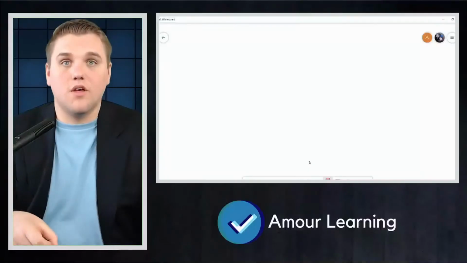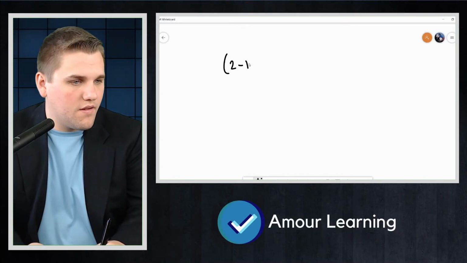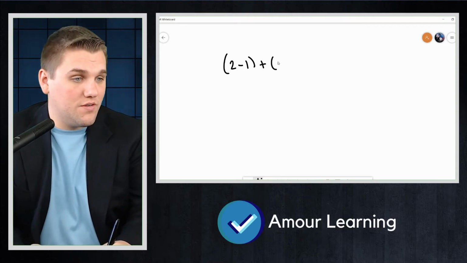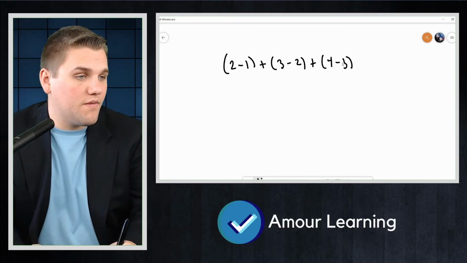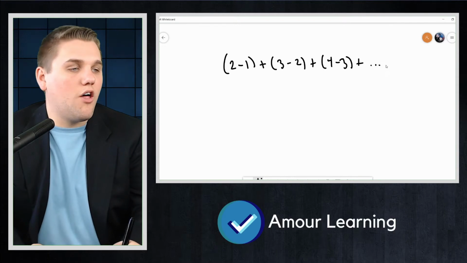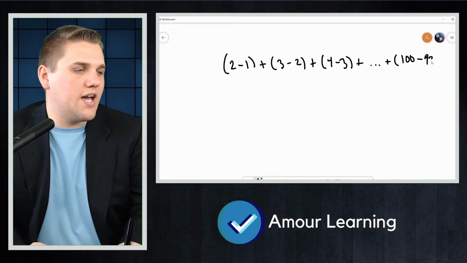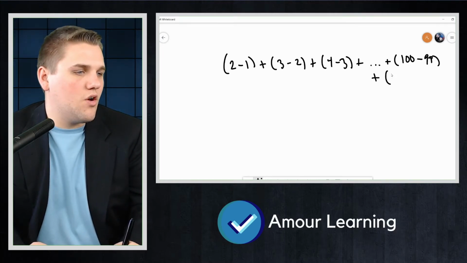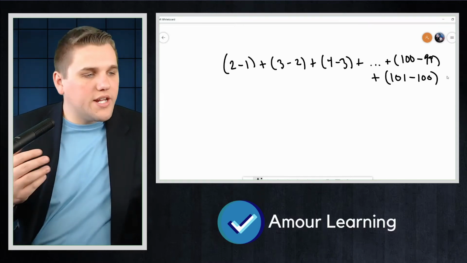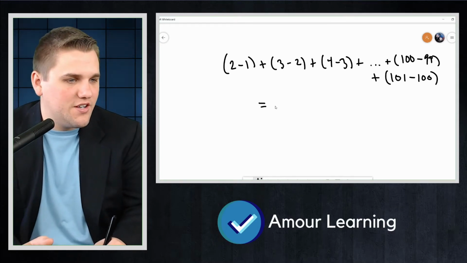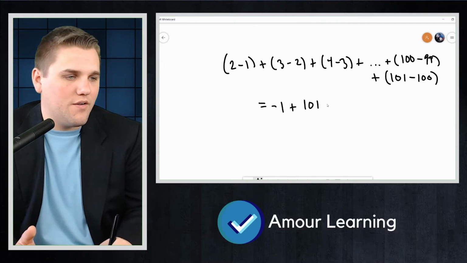For example, let's say we had 2 minus 1 plus 3 minus 2 plus 4 minus 3. And we just keep doing this all the way up to plus 100 minus 99 plus 101 minus 100. Well, what does this equal? This is just negative 1 plus 101, which is just 100.